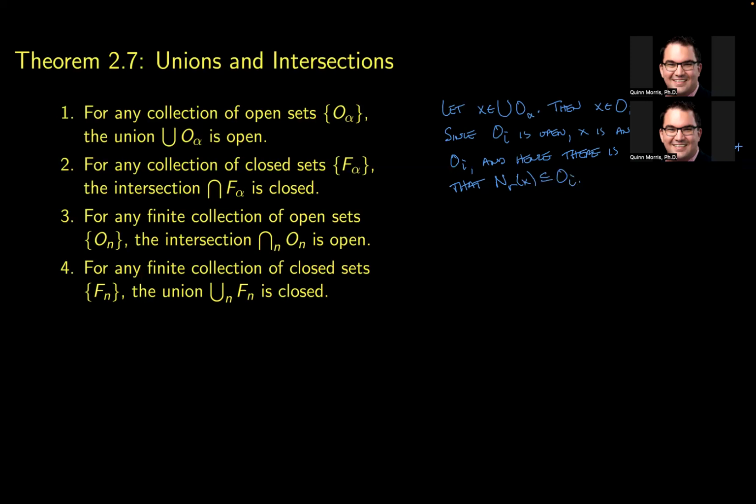Okay, but if the neighborhood of radius R around X is contained entirely within O sub I, then it's also contained entirely within the union of all the O sub alphas, right? The union of all the O sub alphas are all of the things that are in any one of the O sub alphas, right? And O sub I is one of them. Okay. So since this neighborhood is in this particular one, this is the collection of all of those things sort of glued together. So this must be in the union as well. Okay, well, so then what do we have?